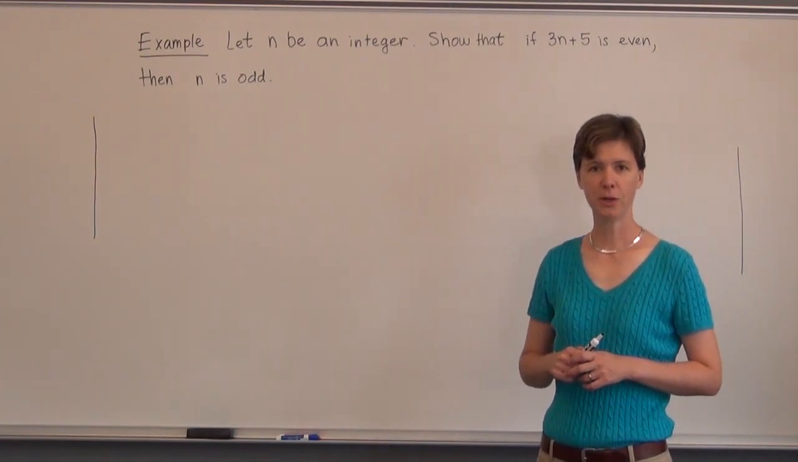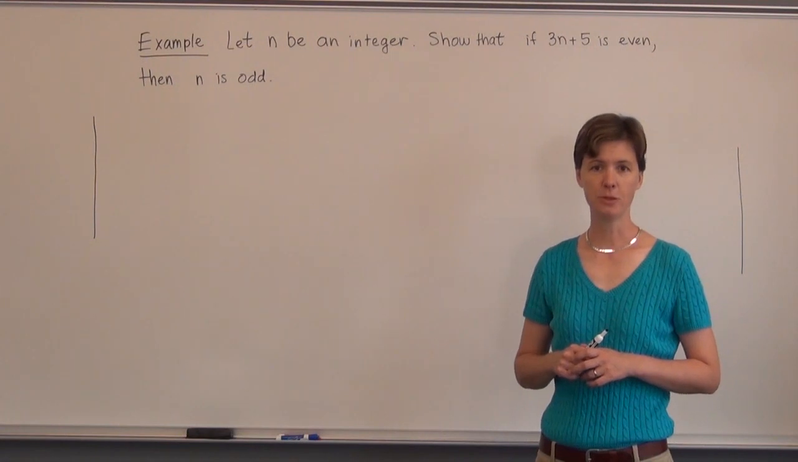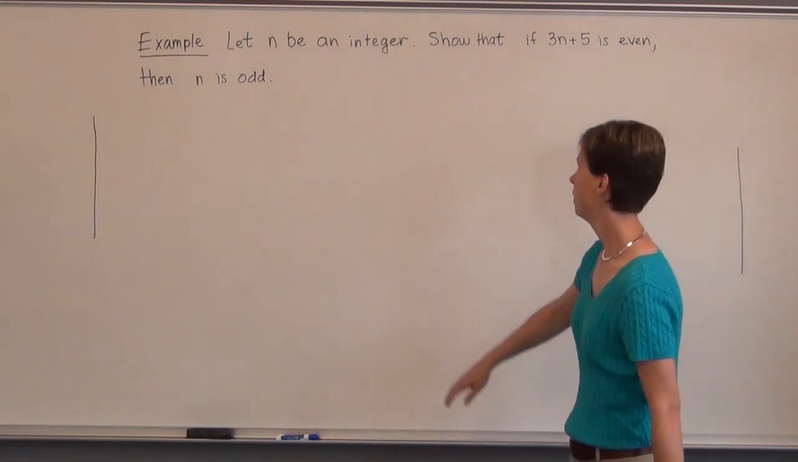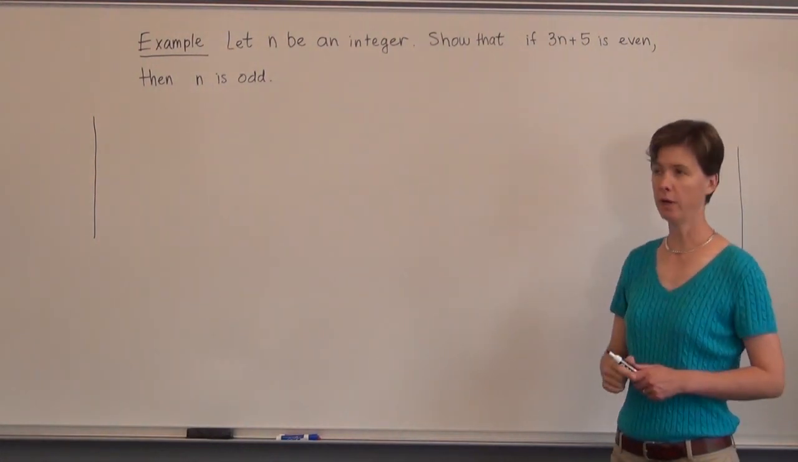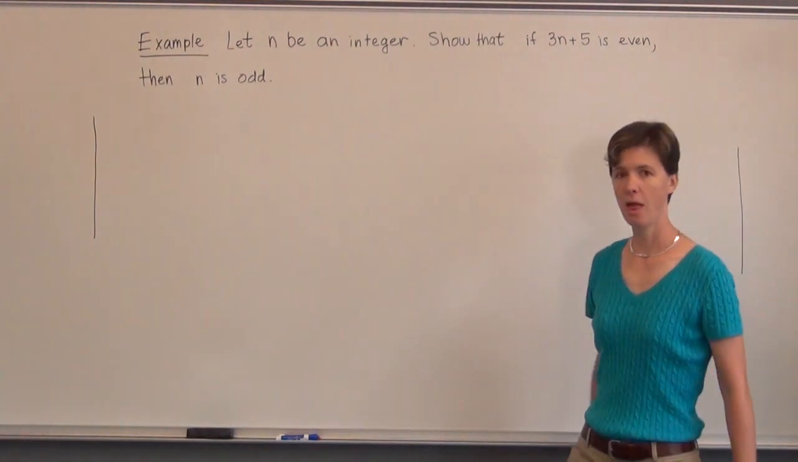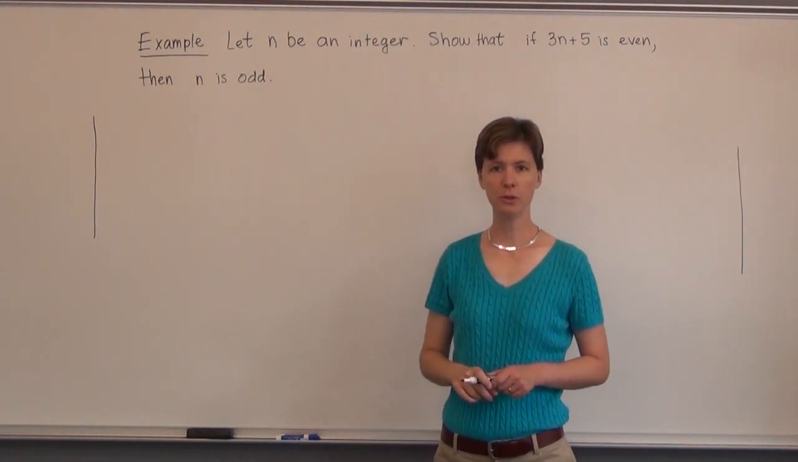All right, let's take a look at another even-odd example. Suppose n is an integer. We're supposed to show that if 3n plus 5 is even, then n is odd. Let's take a look at the proof outline.